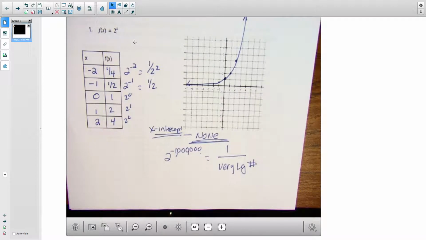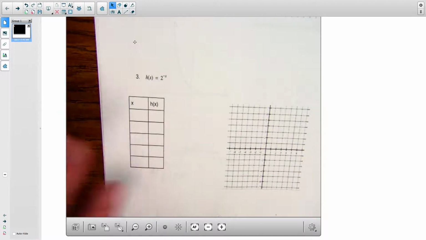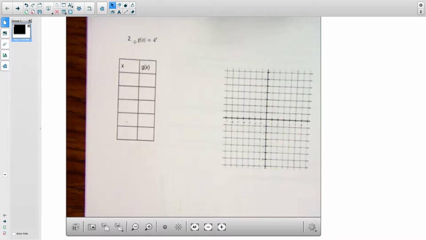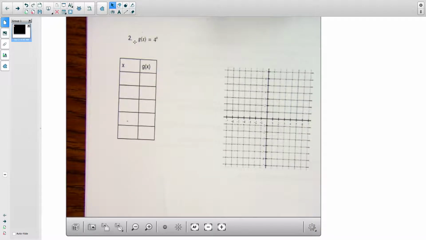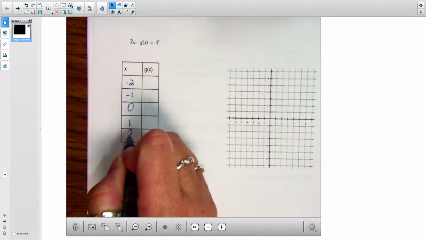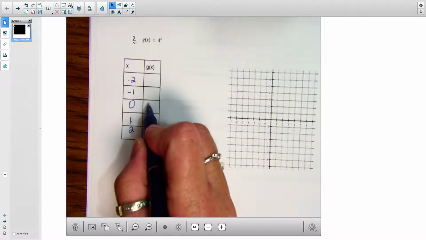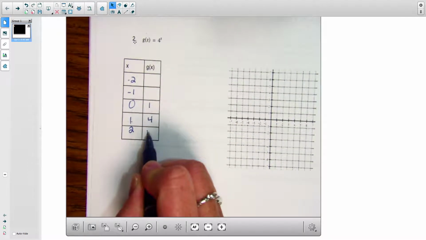Questions here? What do you think 4 to the x is going to look like? It's going to be close to the same thing. Are we always going to use these numbers? These are basically the numbers we're going to use, yes. It'll give us our shape, and then we logically think through some things. So 4 to the 0 is 1, 4, 16.